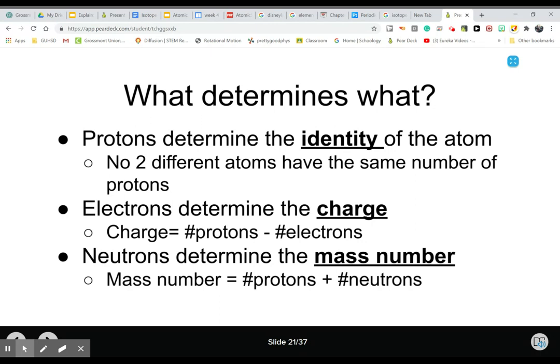The electrons determine the charge of the atom. So a charged atom or a charged particle is called an ion, and we figure out the charge by figuring out protons minus electrons. And the reason it's minus electrons is because electrons are negatively charged. And then neutrons are figured out by the mass number. The mass number is the number of protons plus the number of neutrons.